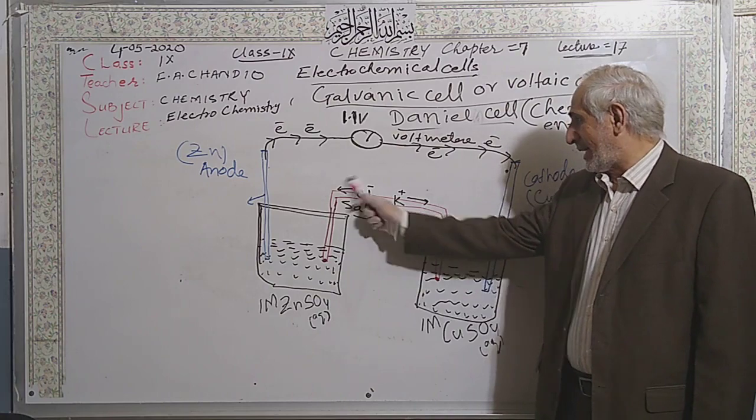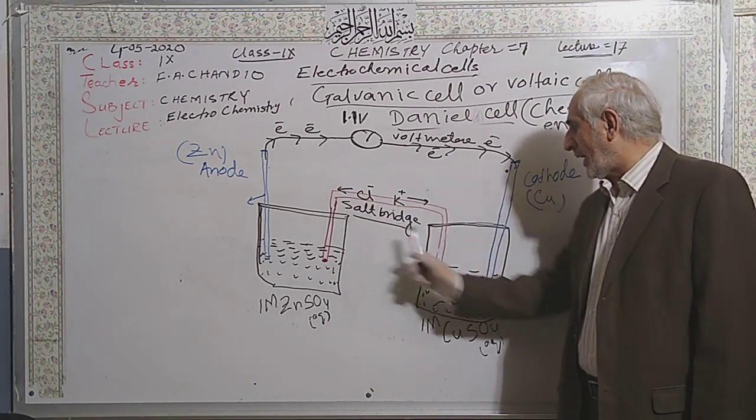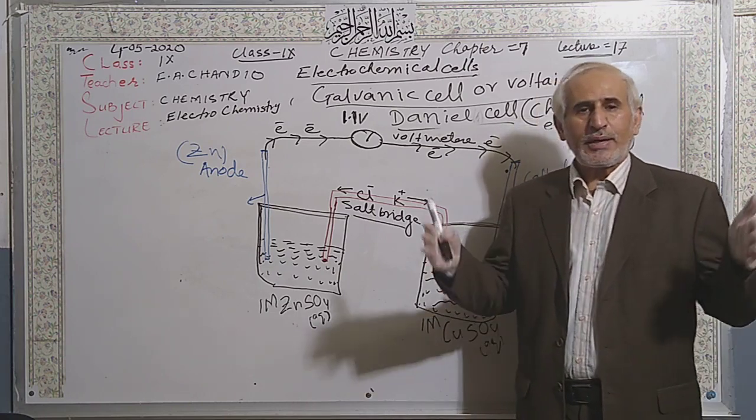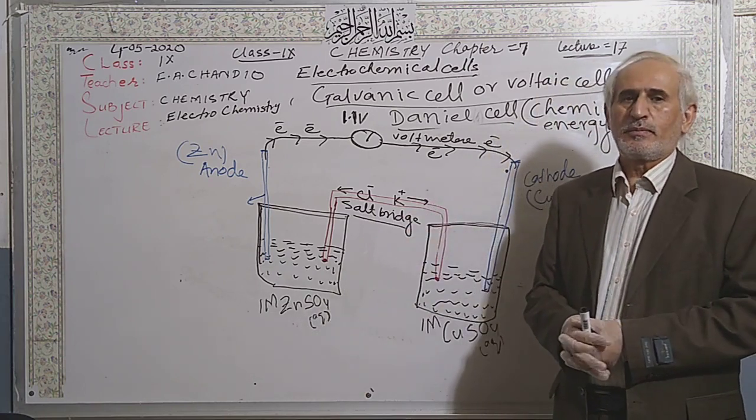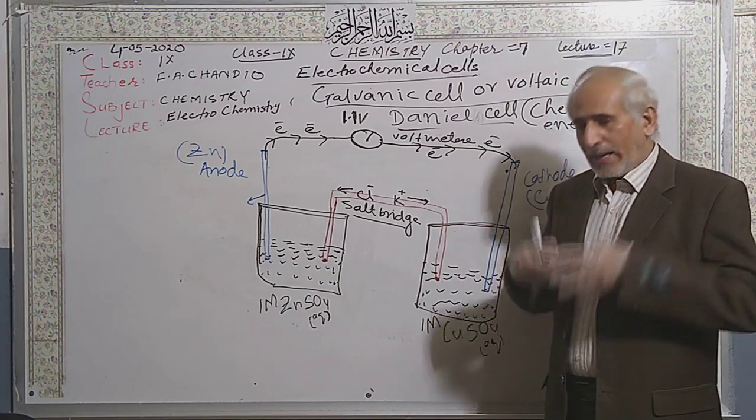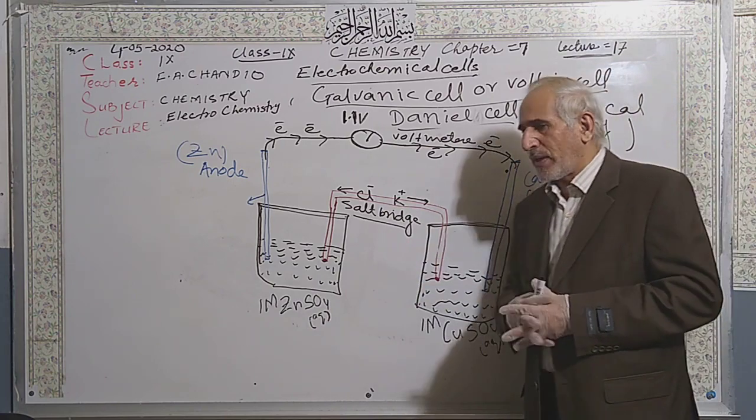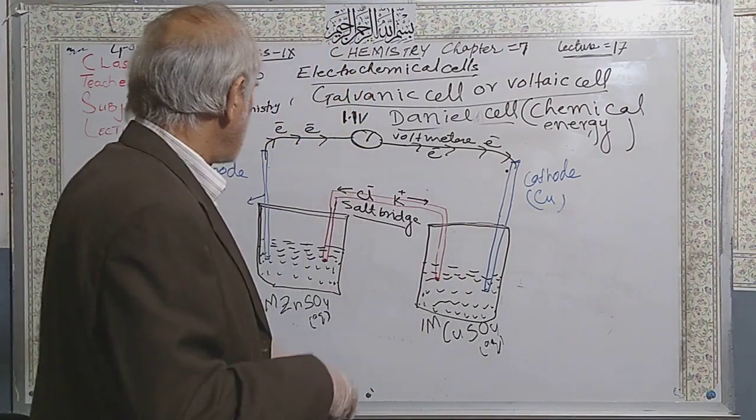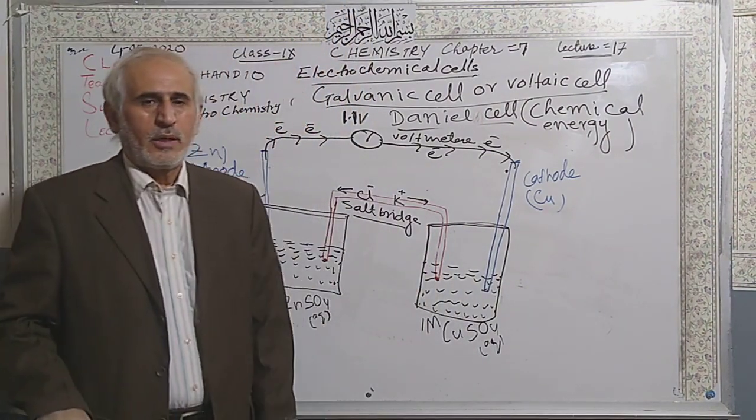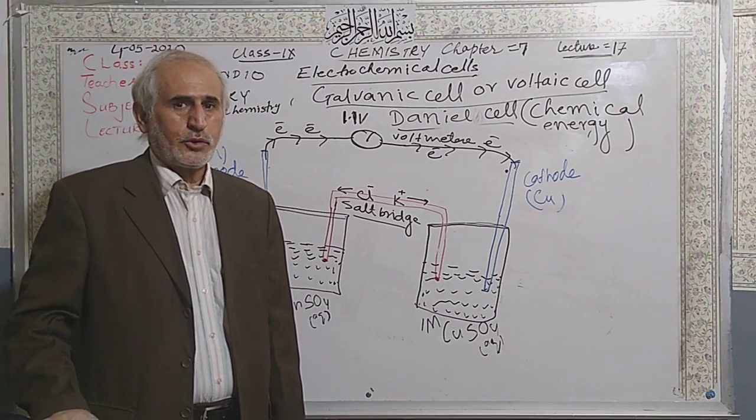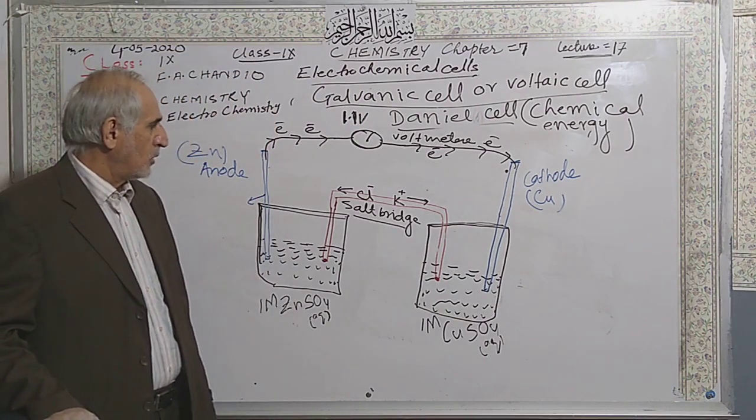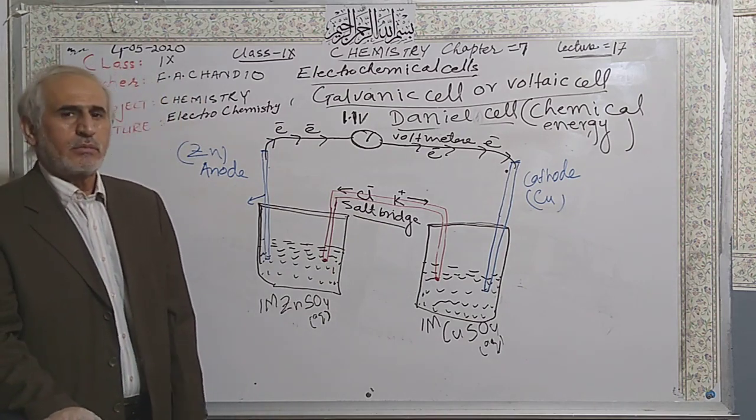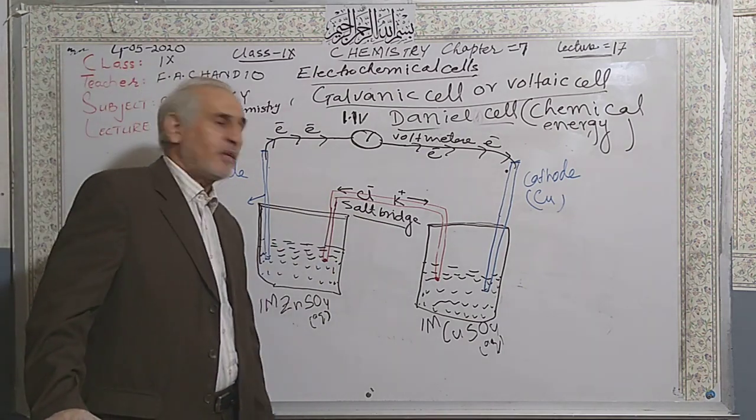So this bridge is used to connect these solutions together without intermixing. And the other use of the salt bridge is to maintain the neutrality of the solution. If I don't use the salt bridge, how would they connect? No connection. They should be connected with each other.